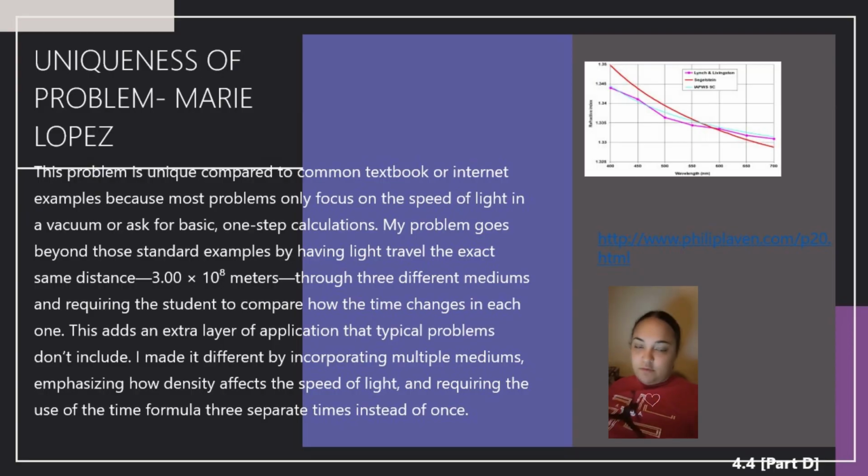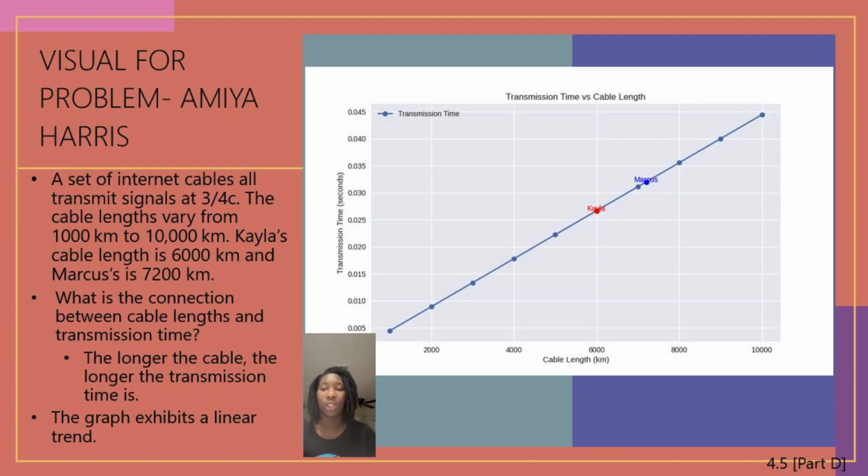A set of internet cables all transmit signals at 3/4 times the speed of light. The cable lengths vary from 1,000 kilometers to 10,000 kilometers. Kayla's cable length is 6,000 kilometers. Marcus's is 7,200 kilometers. What is the connection between cable lengths and transmission time? The longer the cable, the longer the transmission time is. This graph exhibits a linear trend.